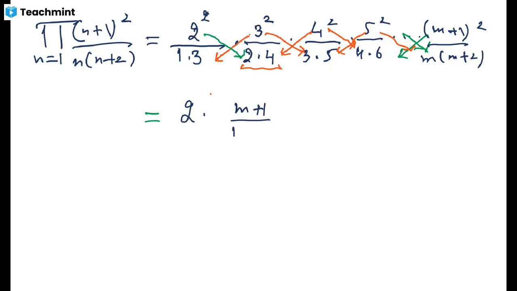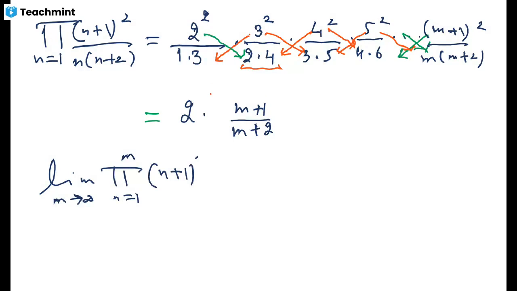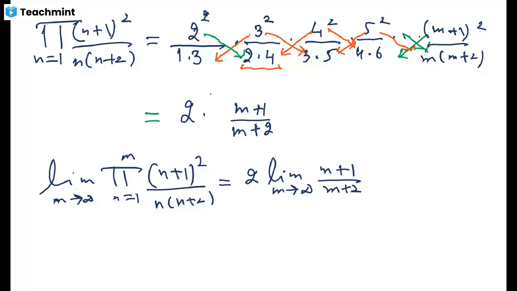So the limit of this partial product, as m tends to infinity, of the product from n equals 1 to m of n plus 1 whole square upon n into n plus 2, will be equal to 2, a constant that we take outside, times the limit as m tends to infinity of m plus 1 upon m plus 2. The limit of m plus 1 upon m plus 2 is 1, so you have the limit 2.